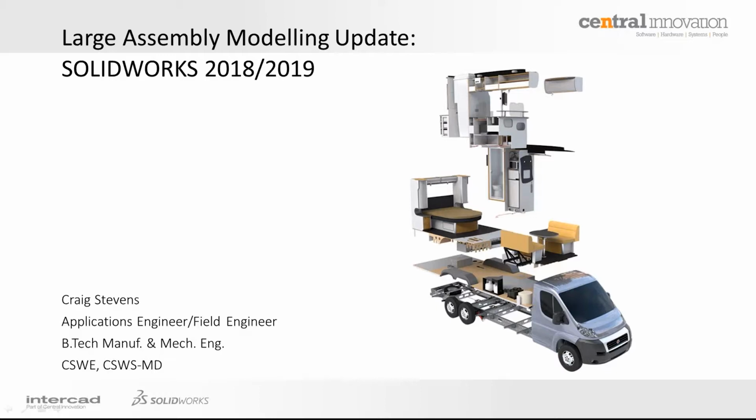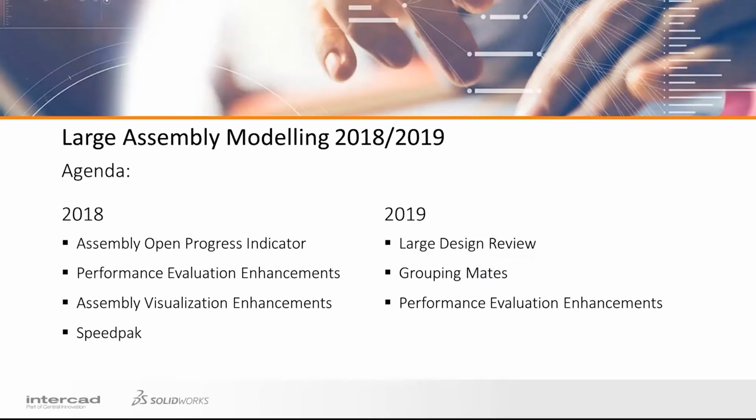Moving on to today's agenda. For SOLIDWORKS 2018, we'll have a look at the Assembly Progress Indicator tool, which was new for 2018, and then we'll move on to talk about the enhancements in the Performance Evaluation tool. We'll talk about some related options from there. We'll move on to the Assembly Visualization tool enhancements, and then look at some improvements for SpeedPak in 2018.